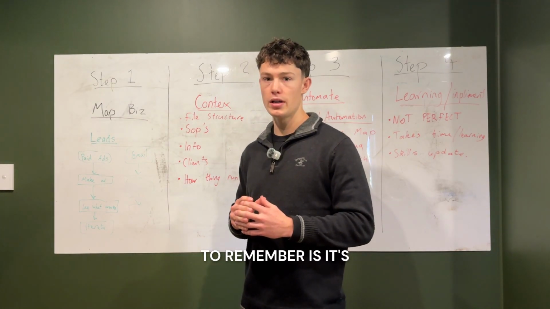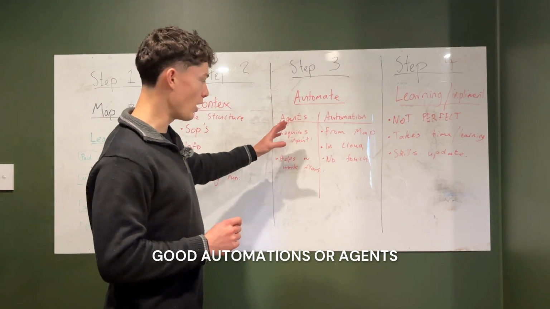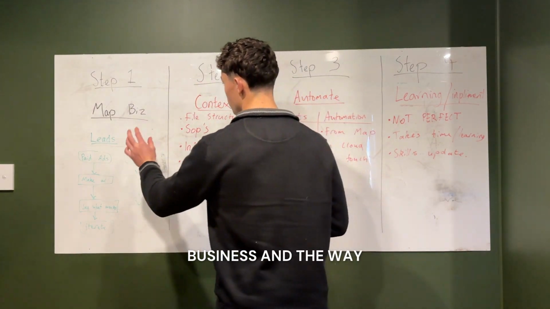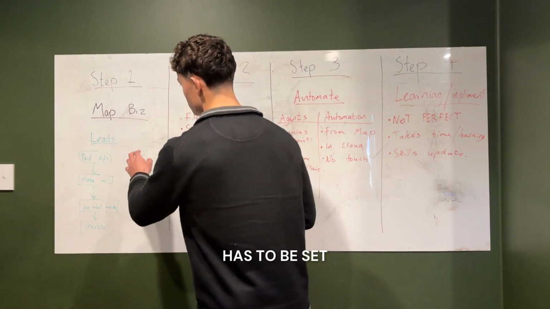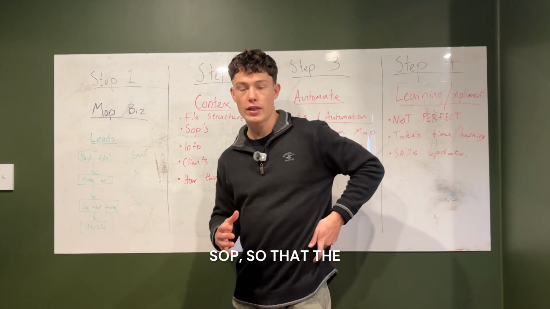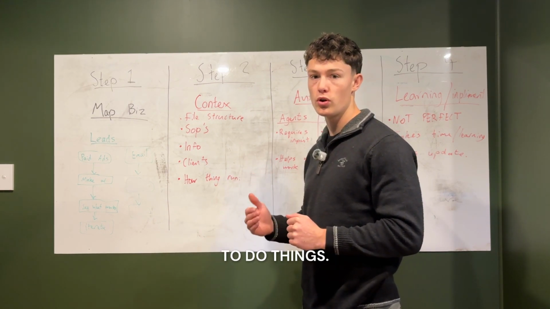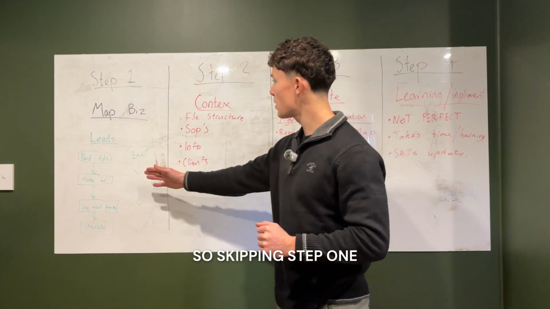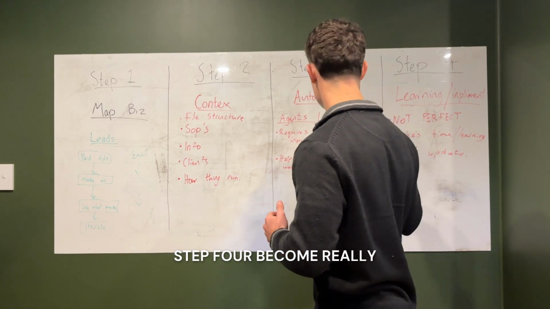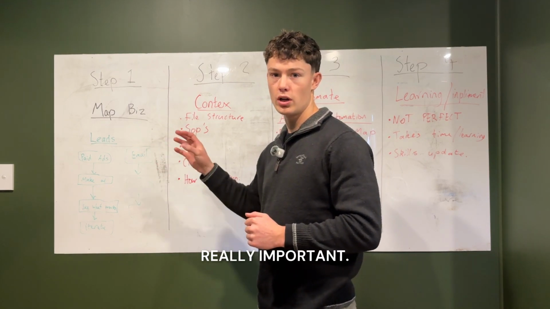one thing to remember is it's really difficult to build good automations or agents when you don't have the context about your business and the way you do things. It has to be set out in a workflow, like an SOP, so that the agent or automation can actually understand the process and how you want to do things. So skipping step one and step two means that step three and step four become really difficult. So getting it right from the start is really important.